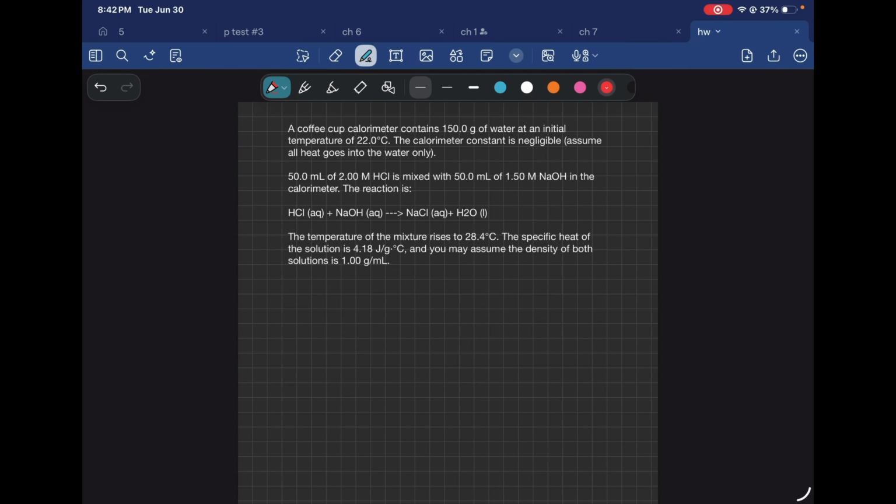Hello everyone, my name is Benjamin Martinez and today we're going to be doing a coffee cup calorimeter problem. So to begin, let's start by drawing our coffee cup calorimeter.